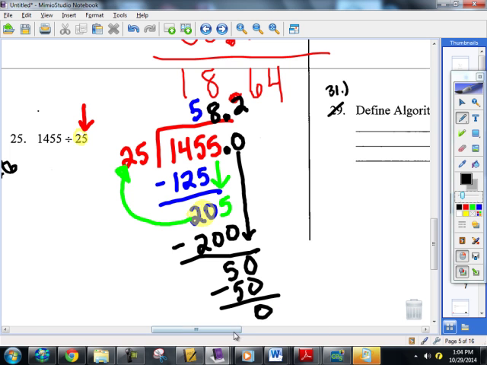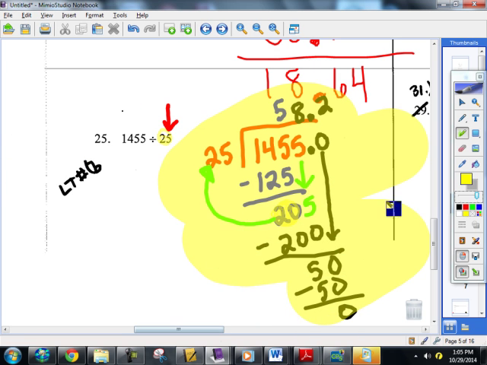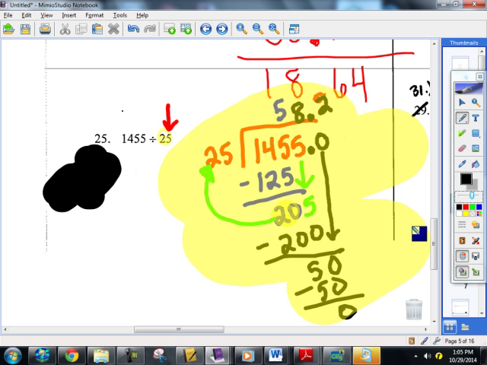Okay? Is everybody good with that? You had to have that work. If you didn't have that work, it's wrong. Yep. Yes. 6. It's supposed to be a 6. Yeah, I just... Sorry. I know it's all sloppy looking.